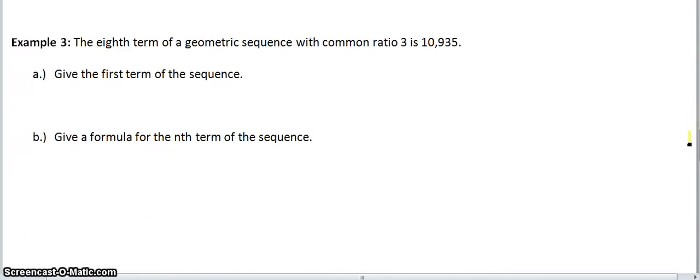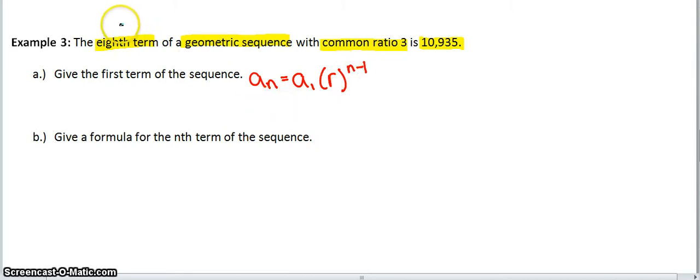Something that's a little bit different, it's kind of like a working backwards, I like to think about it, type problem. So it says the eighth term of a geometric sequence has a common ratio of 3, and that eighth term is 10,935. And it wants you to go backwards and find the first term in the formula. Okay, so this might be a situation where you might just want to say, okay, I know an is the first term times my ratio to the n minus 1 and plug in what I know.